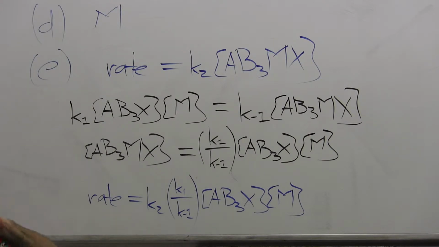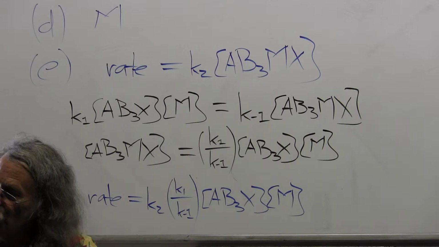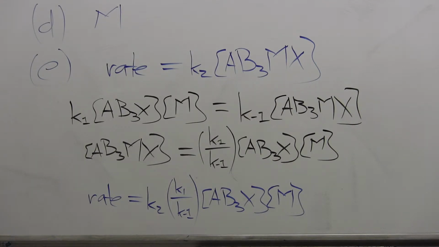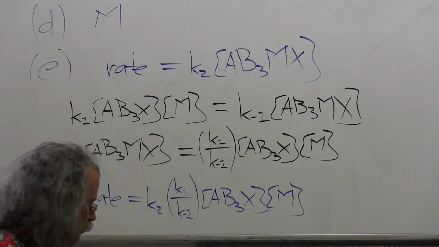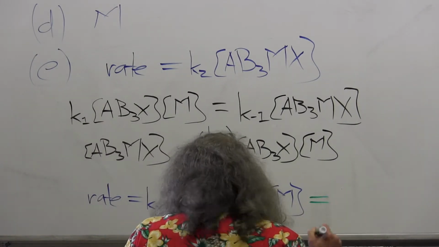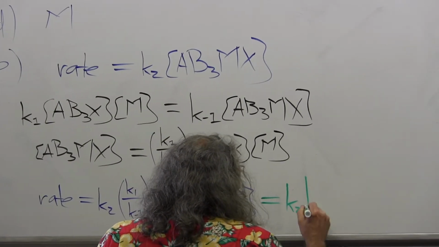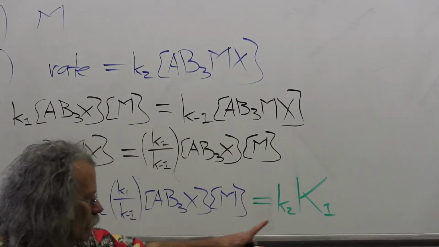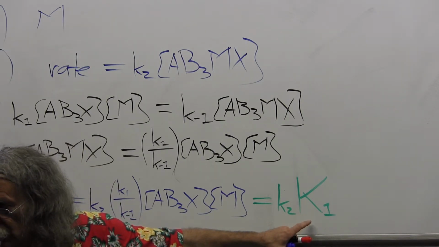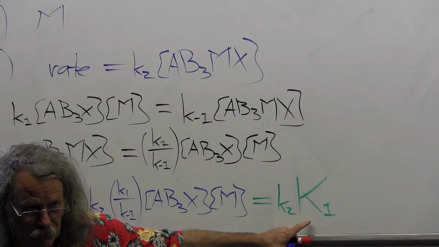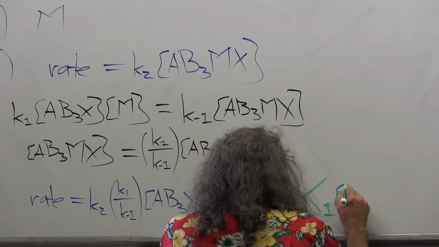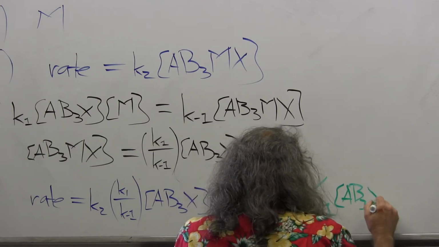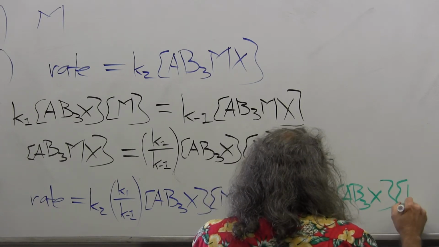And now, if you want to get fancy, it's not going to give you any extra points, but it might make you feel better because you can show off. What is this ratio of rate constants equal to? Big K. So I could continue out here and go, this is equal to K2 times big K1, because now this is not a rate constant. What is it? It's a mass action constant. So it's an equilibrium constant. And then substitute that in, and AB3X times the concentration of M.